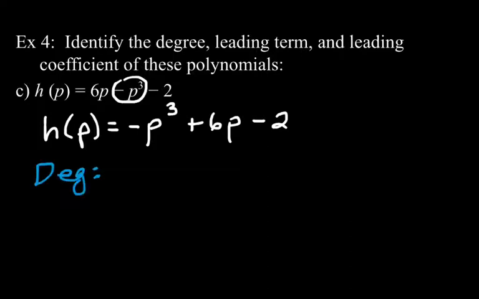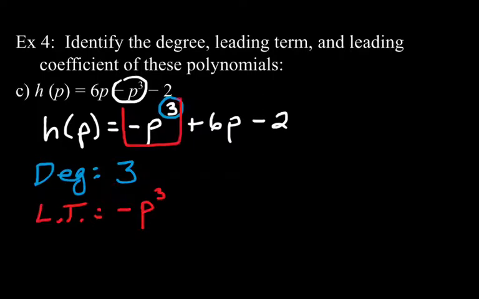Once we put it in this order, it's pretty easy. The degree is this 3 right up here. So that's our degree of the polynomial. Then we have the leading term. And the leading term is that entire term, so negative p cubed. Let me put a box around this like I have been. There's our leading term. Then we have our leading coefficient.